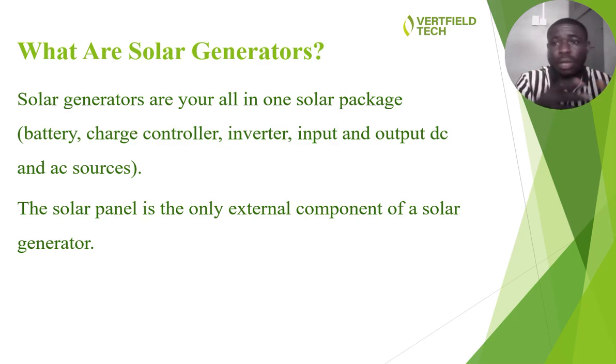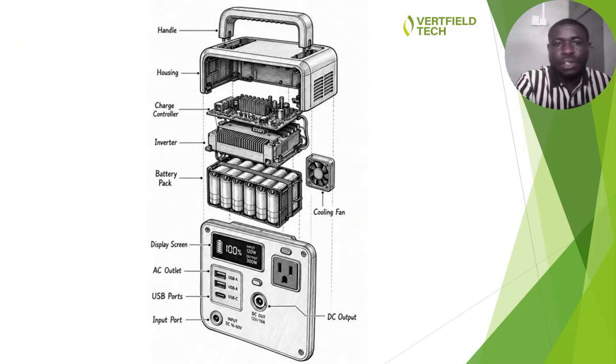It's an all-in-one solar package where every component that makes up your solar system is constructed or manufactured together in one box for you to be able to move it around. The solar generators have different shapes and sizes. This is an example of the internal view of your solar generator. Like I said earlier, the solar generator contains your batteries, your charge controllers, your inverters, and your AC and DC, both input and output sources.